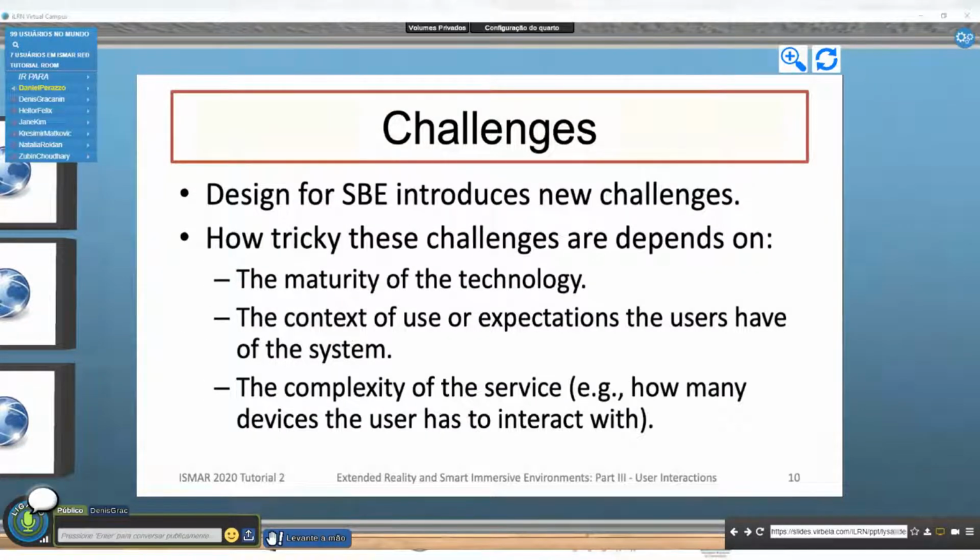So what are the challenges when dealing with user interactions? If you want to design for a smart built environment, design with interactions, we need to use some new technology. So now we need to think about how mature that technology is, what the context of the user is, or what the expectations are that the user has of the system, and how to interact with the system. Which means that if you want to perform certain tasks or use certain services, then we may have to use multiple devices, and therefore it may be challenging how to interact with all those devices in order to achieve the task.